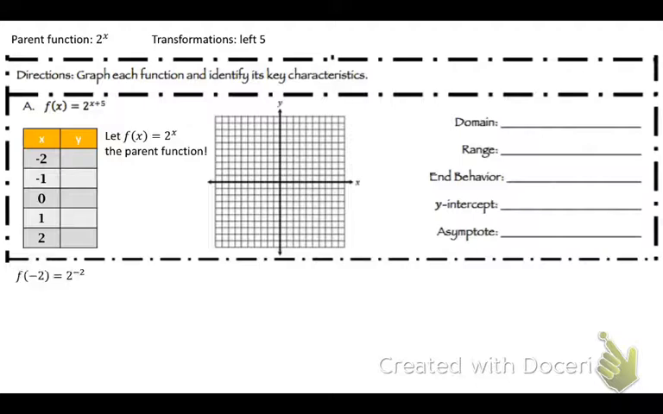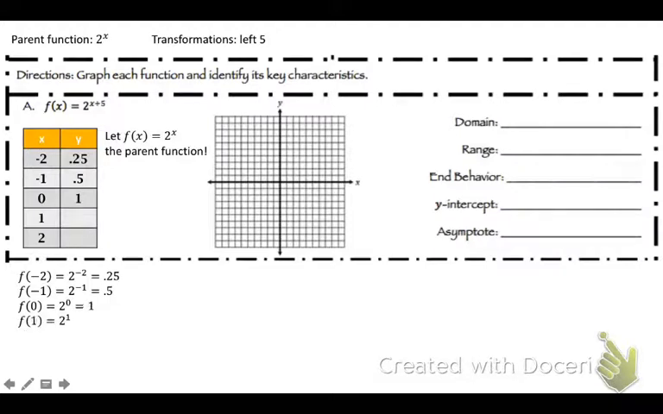Okay, so that's going to be f of negative 2, which is 0.25. F of negative 1, which is 0.5. F of 0, which is 1. F of 1, which is 2. And then f of 2, which is 4.